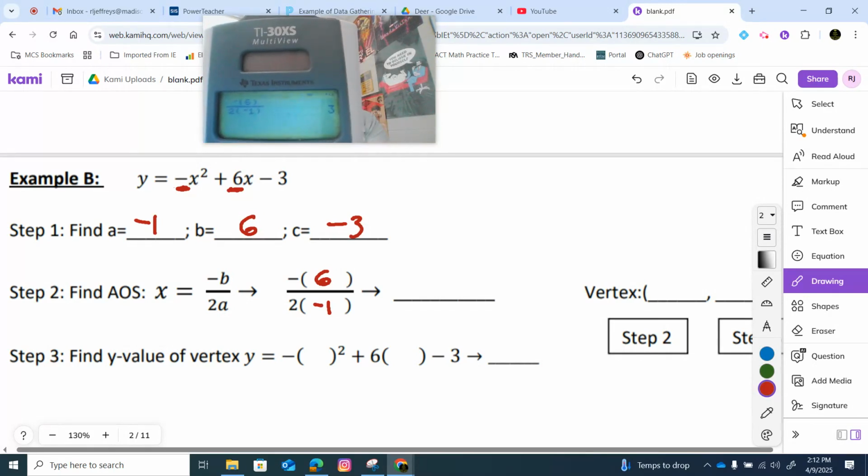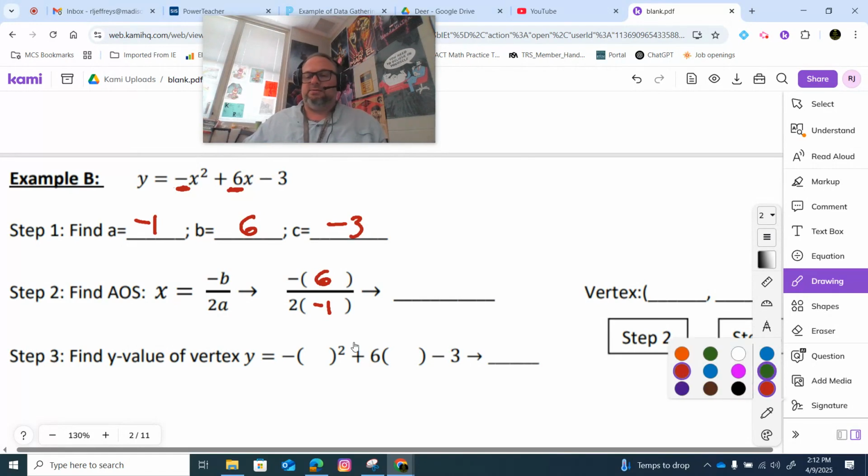All right, I get 3. So 3 goes there. That goes there.